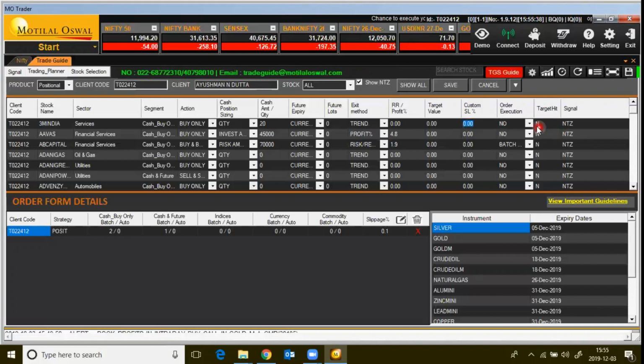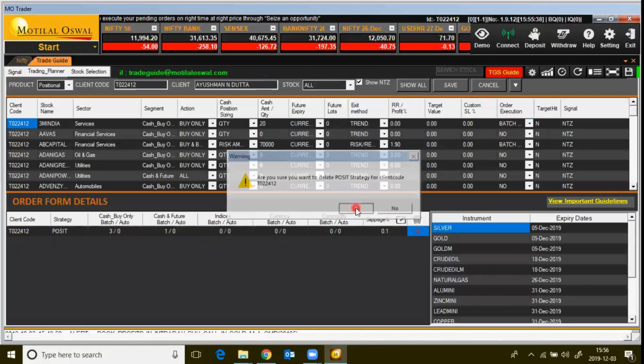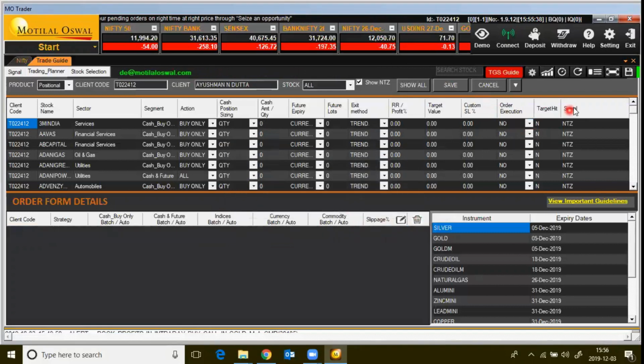Okay, then we are having order execution, we are having batch order, and batch order with high conviction. Batch order means whenever the signal gets generated for that particular stock, the batch order will open in front of you. So I click on save. Once I click on save, see, a batch order has been put right here. So one batch order has been put. If you want to delete, you can just click on this cross and delete.